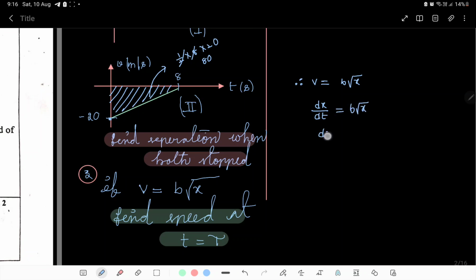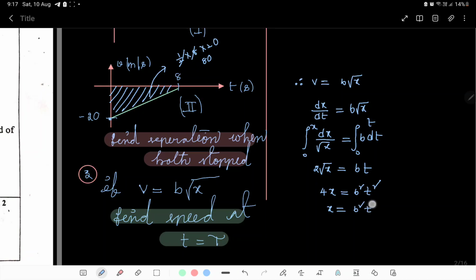Therefore I can write dx by root x as equal to a b into dt. So if I apply the limits from 0 to x and here also from 0 to t, this will be 2 root x equal to a b into t. If I square both sides, that will be 4x equal to b square t square. Therefore x equals b square t square by 4.